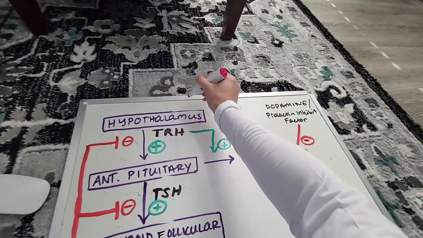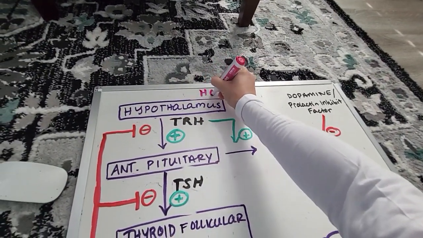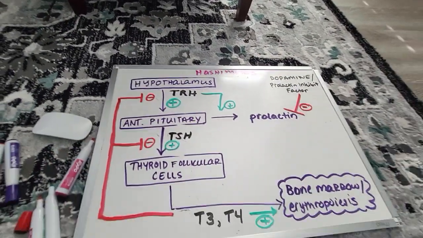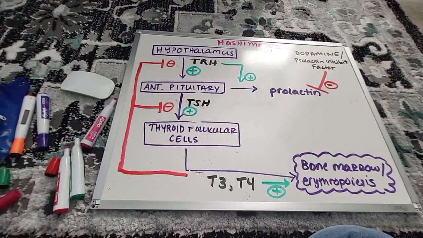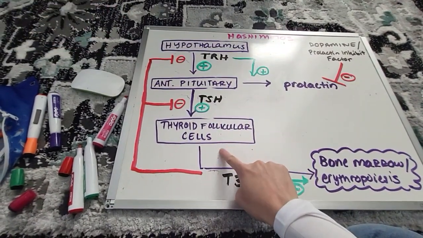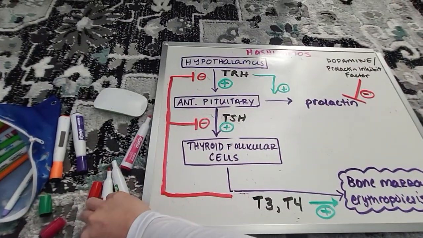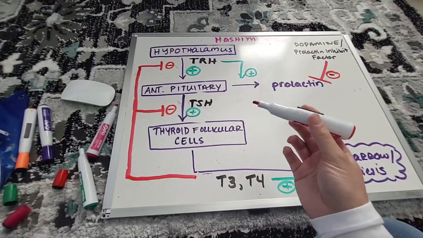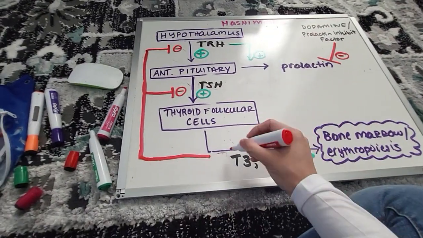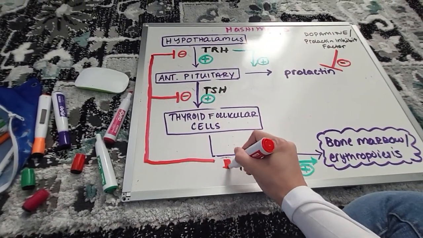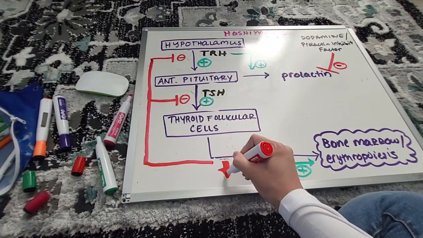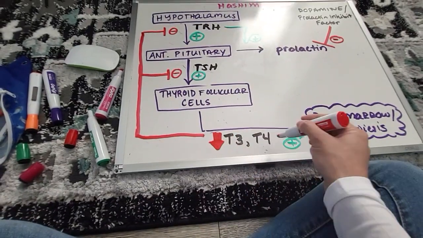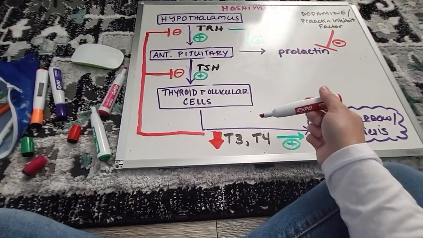Now we're going to talk about Hashimoto's, which is the hypothyroidism that our patient has. And that hypothyroidism, we said, was primary hypothyroidism, which means that there's a problem with the thyroid itself. Whatever the problem is with the thyroid, it's causing not enough production of T3 and T4. So I'm going to draw a big down arrow here to show that T3 and T4 are just really, really reduced.